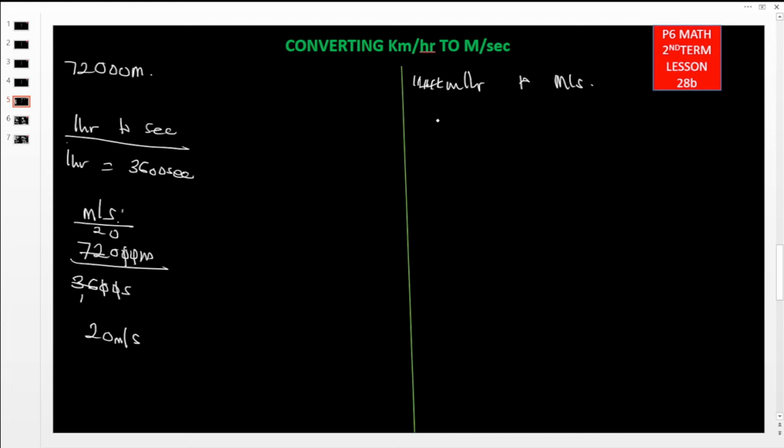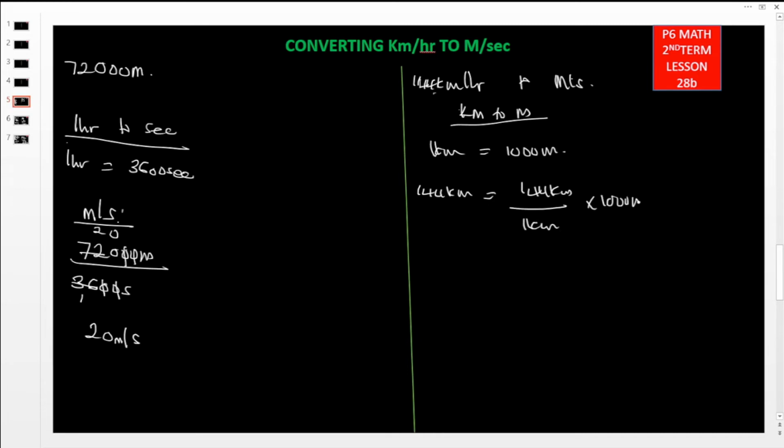144 kilometers per hour to meters per second. What is our first statement here? The first step is to convert kilometers to meters. So 1 kilometer is equal to 1000 meters. How about 144 kilometers? It's going to give us 144 kilometers over 1 kilometer times 1000 meters, right? Then a kilometer with a kilometer. So we come up with 144,000 meters.